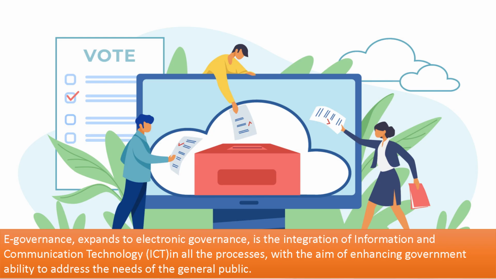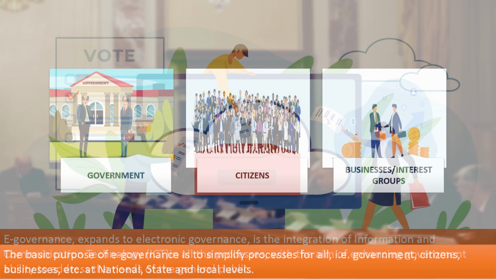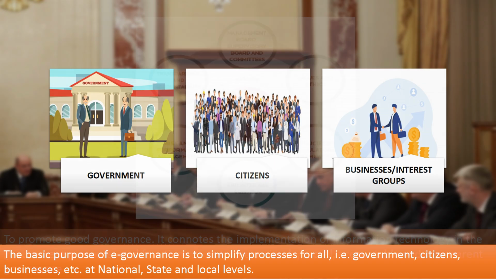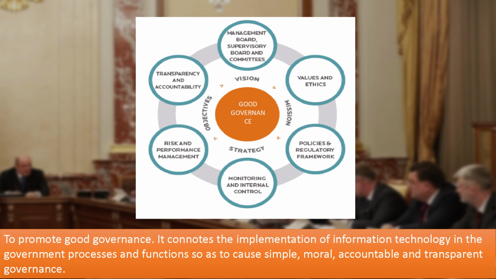The basic purpose of e-governance is to simplify processes for all, that is government, citizens, and business at national, state and local levels, and to promote good governance. It connotes the implementation of information technology in government processes and functions so as to cause simple, moral, accountable and transparent government. It provides access to government services, and dissemination of information and communication in a quick and efficient manner.